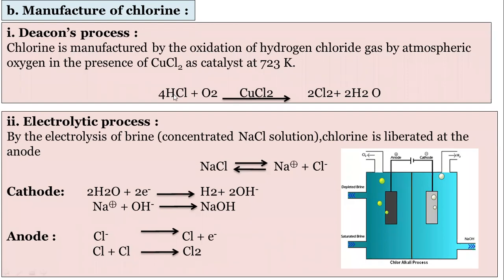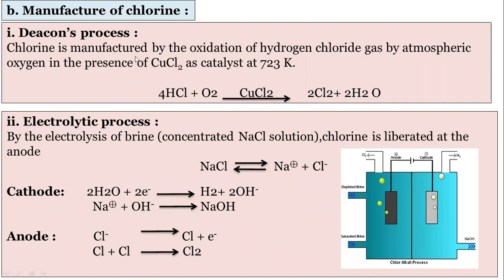So this is an oxidation of hydrochloric acid by using atmospheric oxygen, with CuCl2 as a catalyst. It is a catalyst. We maintain the temperature at 723 Kelvin, and we get the chlorine. So this is an industrial method of preparation of chlorine: 4HCl plus O2, oxidation with atmospheric oxygen, gives 2Cl2 plus 2H2O.